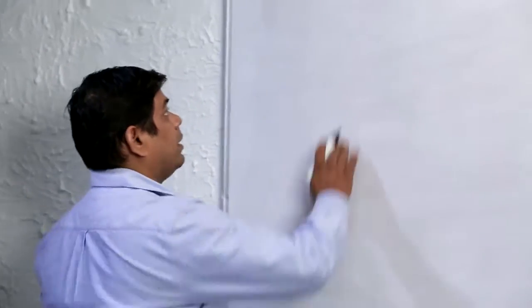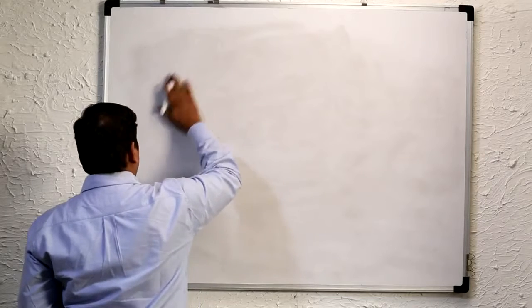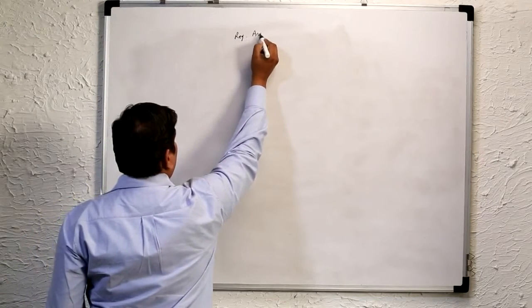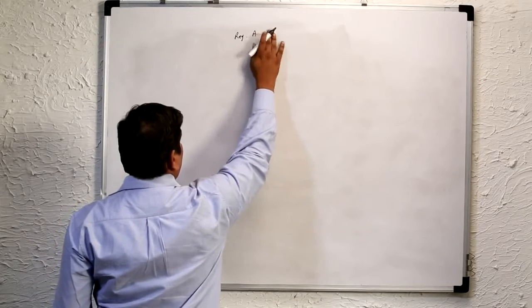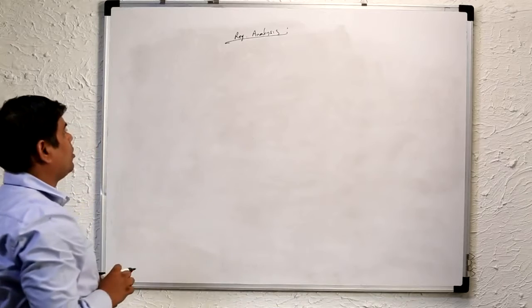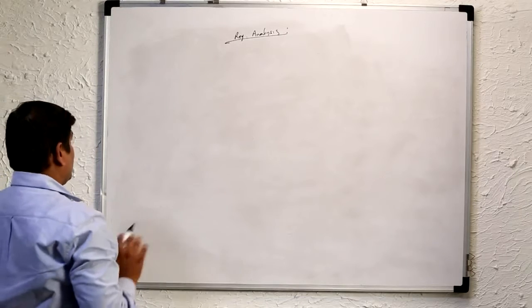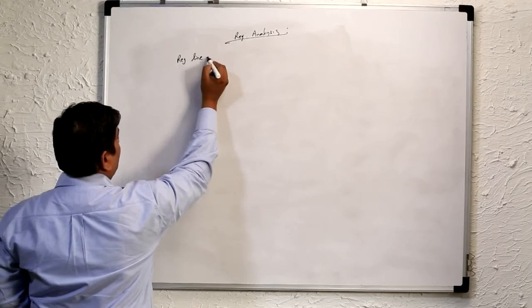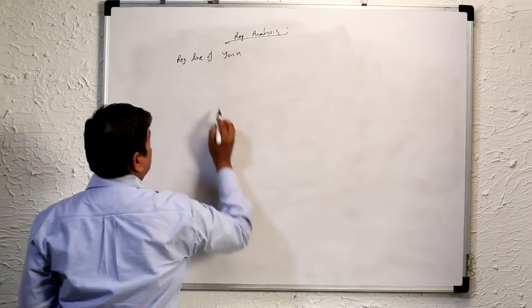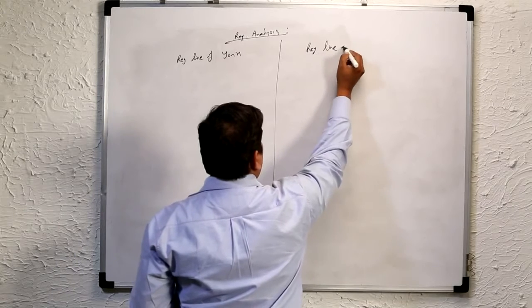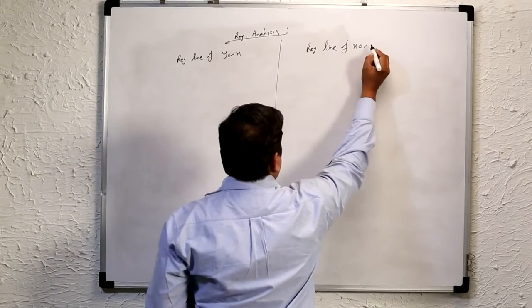Okay, now let us start with the topic called regression analysis. It is somewhat connected to your correlation. So there are two lines of regression. Let us see the regression line of y on x, and the next one is called the regression line of x on y.